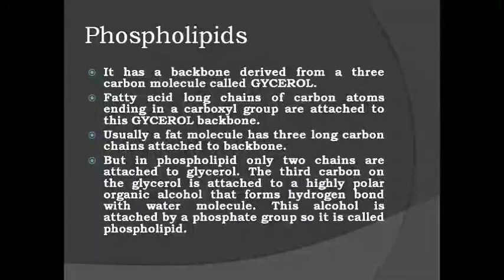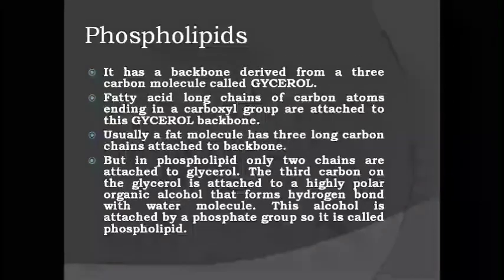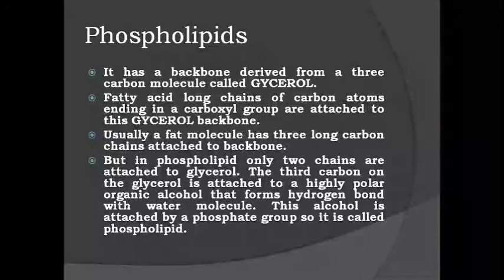They have a backbone which is called the glycerol backbone, and fatty acid long chains of carbon atoms ending into a carboxyl group are attached to this glycerol backbone. Phospholipid has only two chains of fatty acids, which is quite different from the other types of fat molecules found in nature. One is saturated, another is unsaturated. These two chains are extremely hydrophobic in nature.